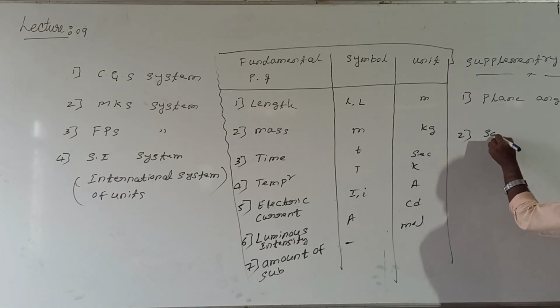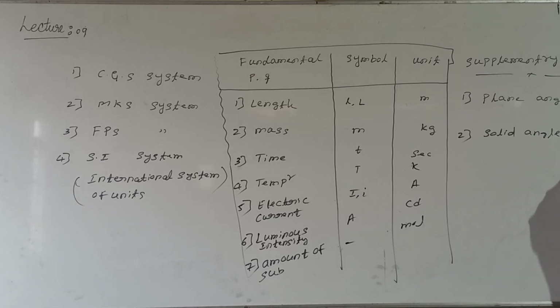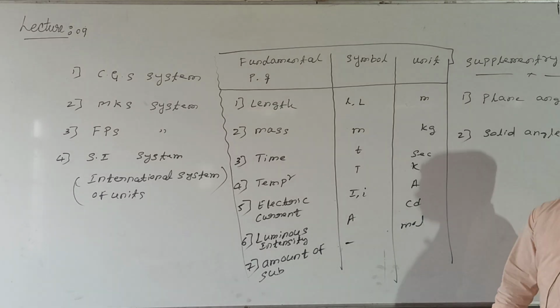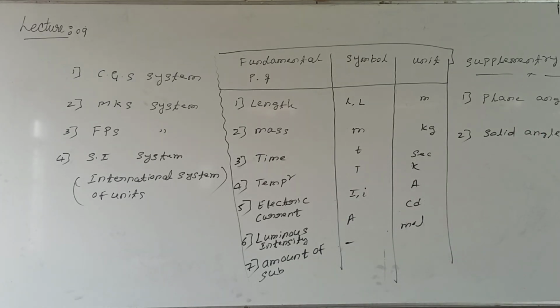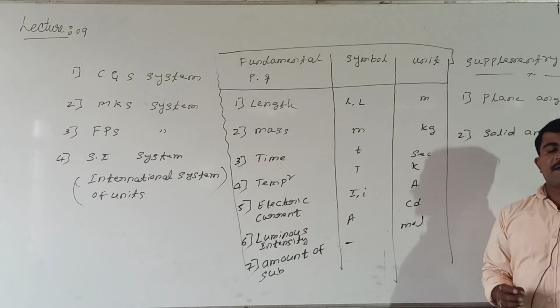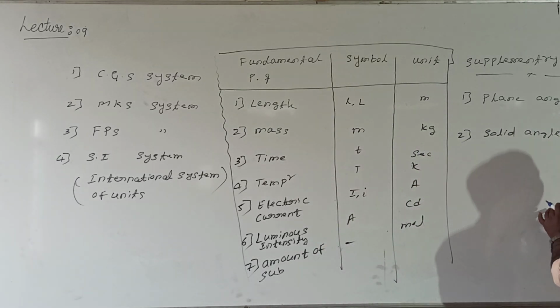Next one is solid angle. Its symbol is nothing but theta, and this unit is what we can call steradian. Right, students? Then plane angle, what is the SI unit of plane angle? Plane angle is measured in terms of radian. That is, the SI unit of plane angle is radian. And finally, solid angle. The SI unit of solid angle is the steradian.